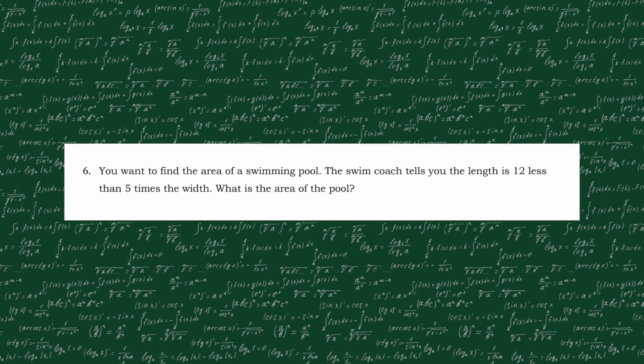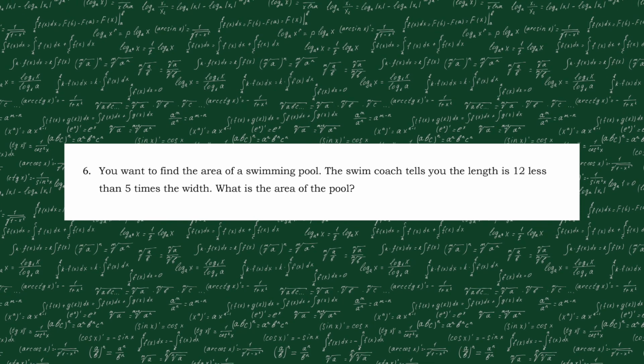Okay, next, number 6. You want to calculate the area of a swimming pool. Coach tells you that the length is 12 less than 5 times the width. What is the area of the pool? Ready to go? Yeah, I'm ready. All right, go.